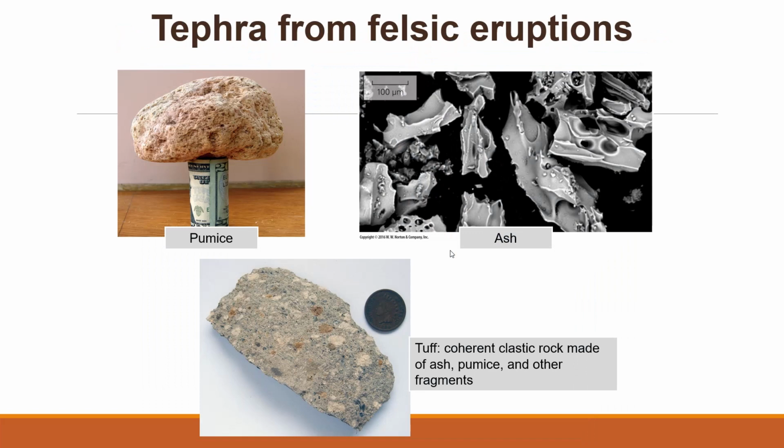Felsic eruptions tend to have lighter materials because they're more felsic, lighter in color and in density. So here we have an example of pumice. Pumice will float. Tuff is these blocks of material made of ash, pumice, and other fragments. These are the sedimentary rocks that form from volcanic eruptions. So this is material that's settling out of the air and then falling and forming into rock.